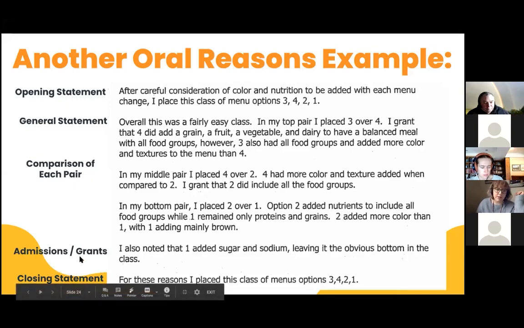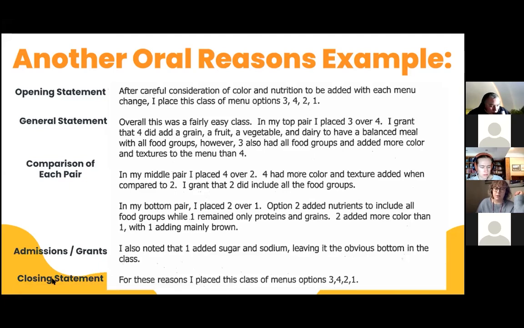So we go along and we have a comparison of each pair again, and we have admissions or grants saying, you know, this option wasn't all bad. It did fit a piece of the criteria, but it just wasn't superior overall. And then we have, again, the closing statement. Just to recap, for these reasons that I just talked about, I place this class of menu options 3, 4, 2, 1. Can I get some thumbs up? I just want to make sure that we're doing good and this is all making sense.